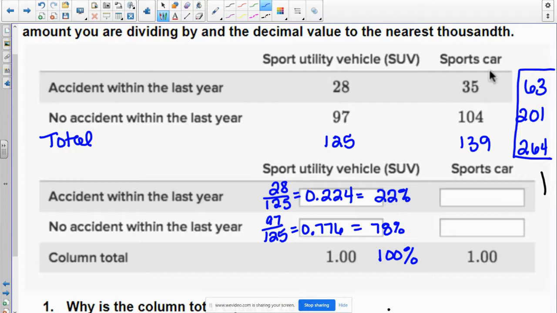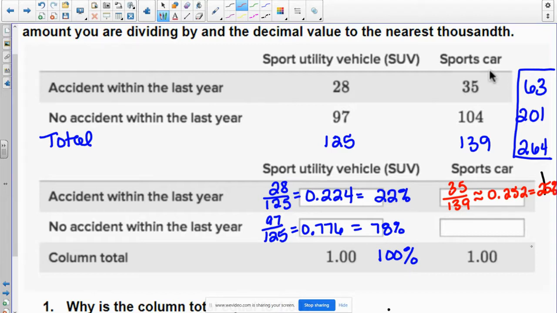Looking over here with our sports cars, I'll change color. Of our sports cars, 35 of the 139 people that have one have had an accident within a year. So 35 divided by 139 equals approximately 0.252, because this is not a pretty decimal and we'd have to round. Let me check my math one more time, make sure I did it correct. Yes, and then we're going to change that to a percentage. Since that 2 in the thousandths place is not higher than 5, this would be 25%.